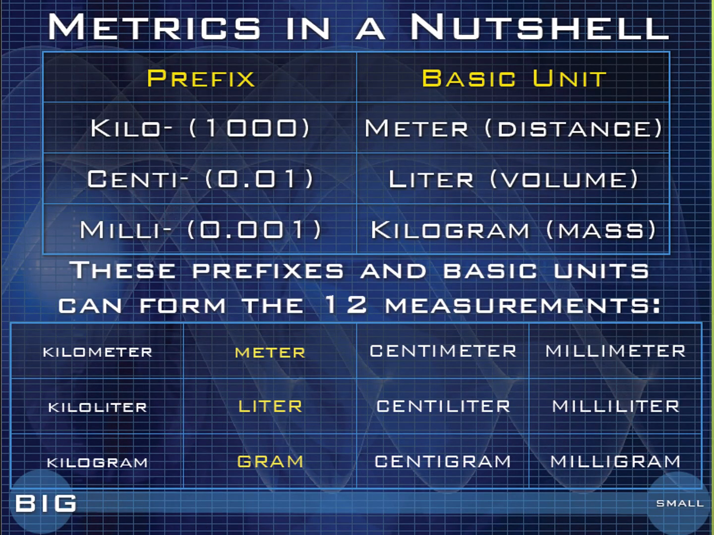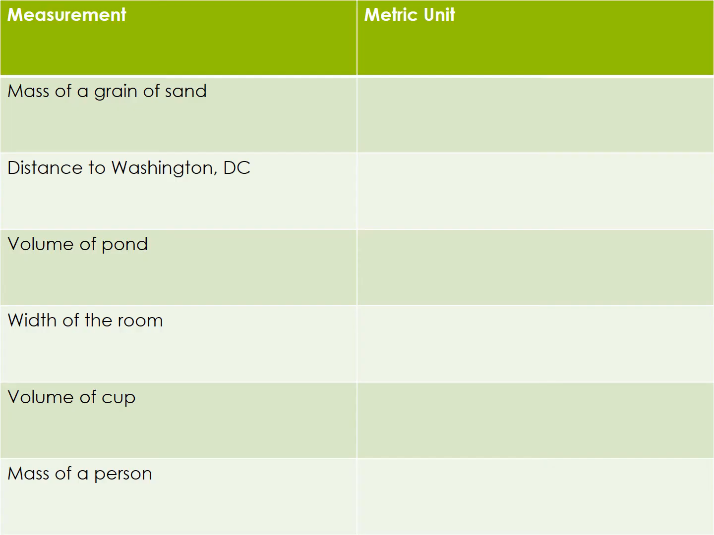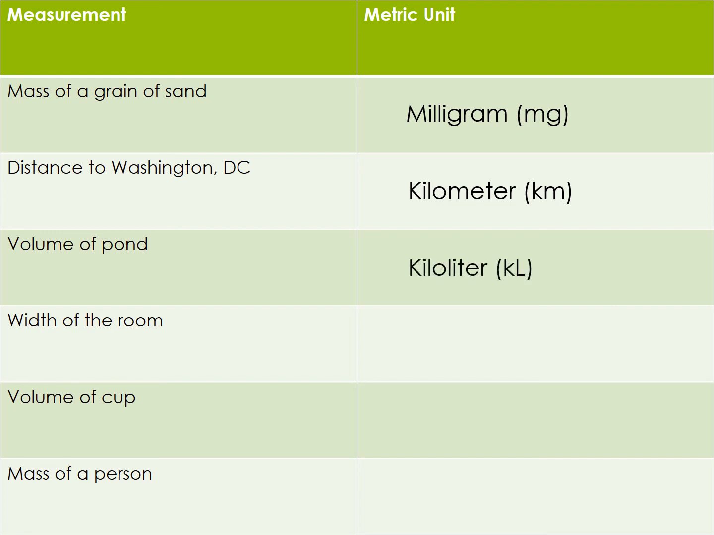So here's some other basic review. You have kilo is 1,000, centi is 0.01, milli is 0.001. Okay. All right, so we have a mass of a grain of sand. It would measure in milligrams. Very small. Distance to Washington, D.C., you would use kilometer. Volume of a pond, you would use kiloliter because it's very large. Width of the room, you would just use a meter. A volume of a cup would be a milliliter. And a mass of a person would be in kilograms.